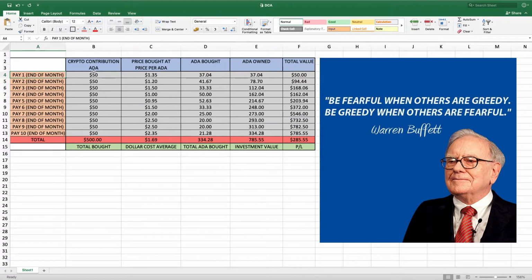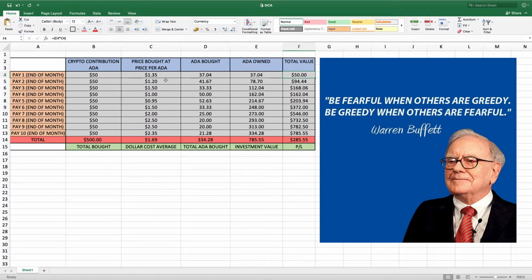So per month, I'm putting in a contribution for ADA of $50. The price I bought at that month will be $135. The next month might be $120. The next month after that might be $150, and so on. So that is the price per ADA on that month. On that month, I'm going to be getting around 37 ADA tokens for that $50 at that price. That's how much I own, and that's how much the total value is on that month.